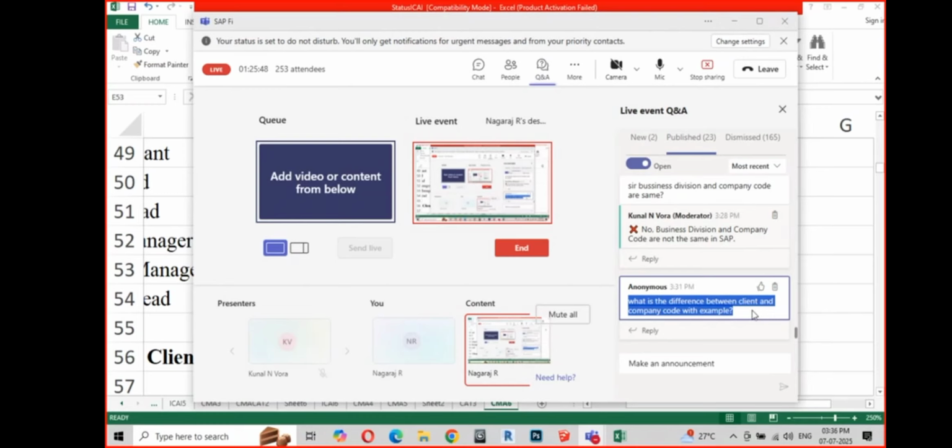I hope I have answered both the questions. Whether the business division and the company code are the same, and the difference between the client and the company code. Is that understood?